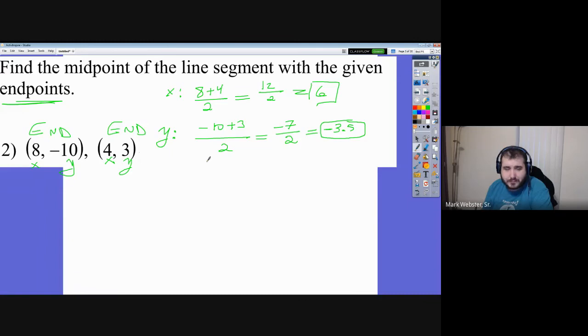But either way, your final answer should be written as an ordered pair, x comma y, because we're asking about the point in the middle of these two. The middle of the x value is 6. The middle of the y value is negative 3.5. And this is my final answer here.